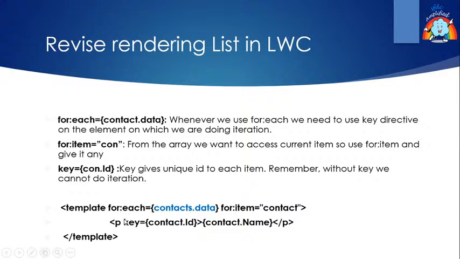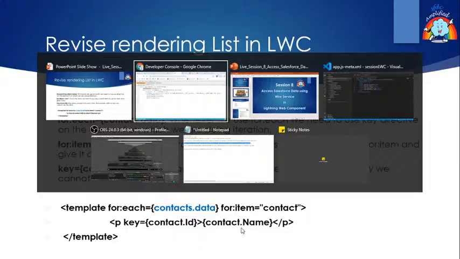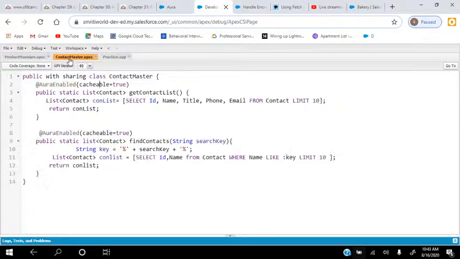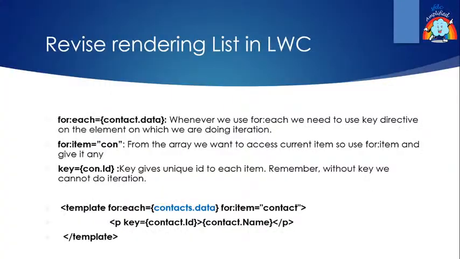After that we have to put key. Key is compulsory whenever we are using for:each or iterator. Key is nothing but the unique ID for the element, and then whatever we want to iterate. For example, if our query is getting the name, we say contact.name, so that whatever we are iterating, we get that. That's how our template works.